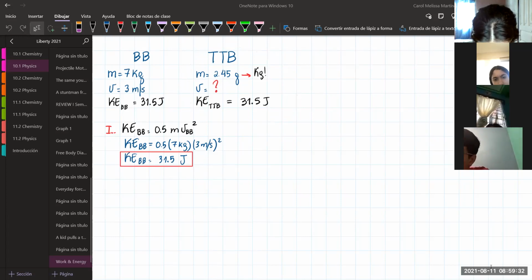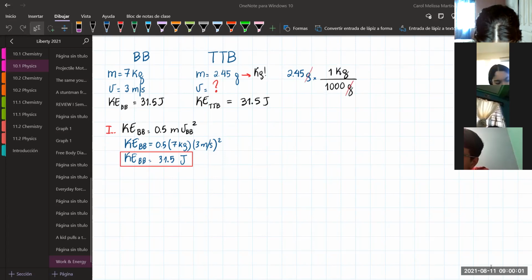But remember what I said at the beginning. These grams must be turned into kilograms. So that conversion is going to be 2.45 grams times the conversion factor between kilograms and grams. That is, in 1 kilogram, you have 1,000 grams. Grams and grams need to be in opposite positions, so you can cancel the units, okay?